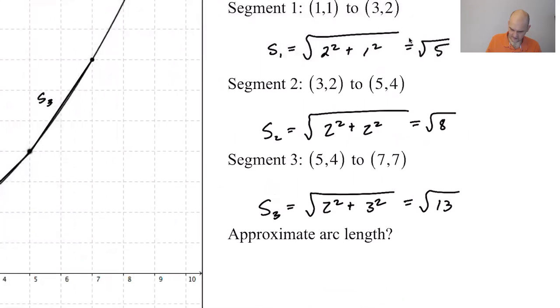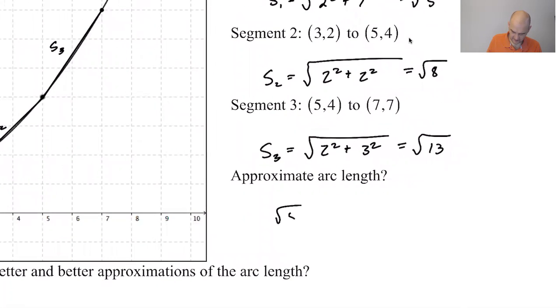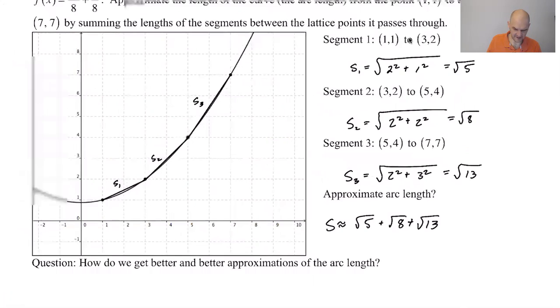Okay, so now what we want to do is add those up, right? And say that that's the approximate length. So S, the total length, is approximately the square root of 5 plus the square root of 8 plus the square root of 13. I really don't know why they use S.